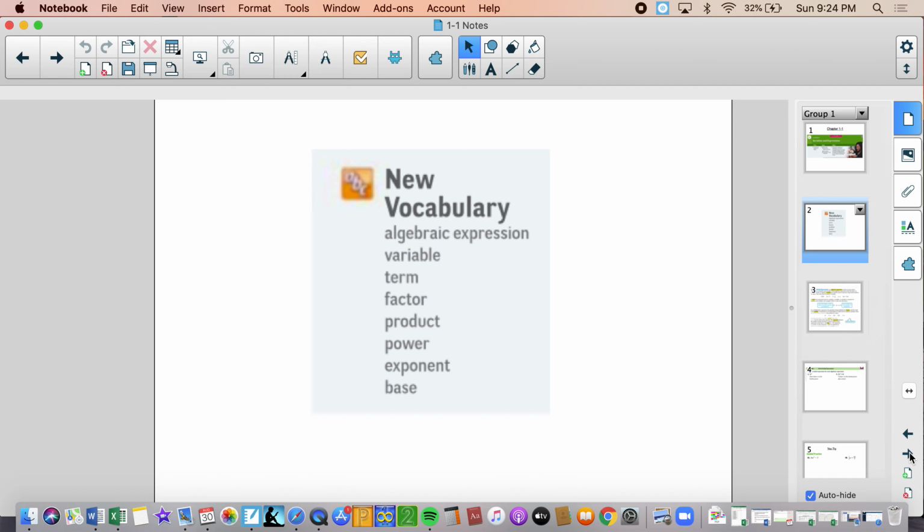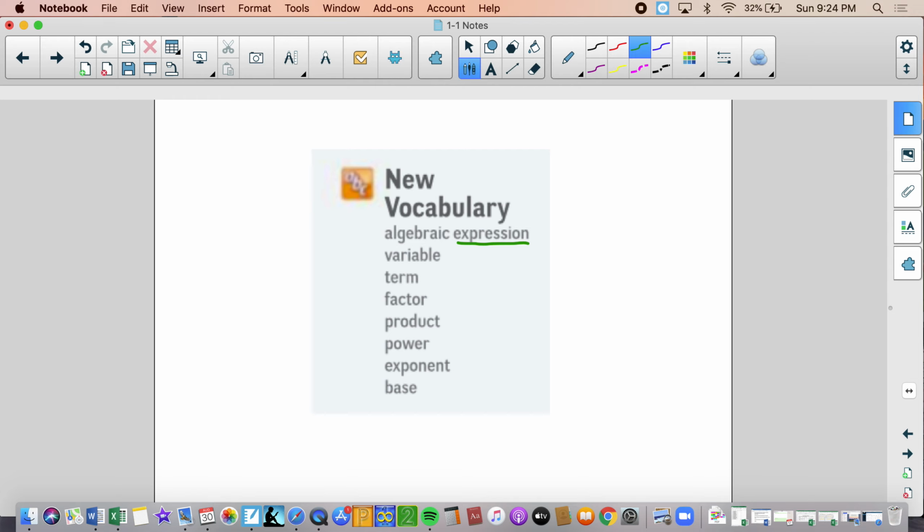So algebraic expression, what does that mean? Well, algebraic means that it's going to deal with numbers and variables. An expression does not have an equal sign. Okay, so that's really important. Variables are letters, A, M, any letter in the alphabet.